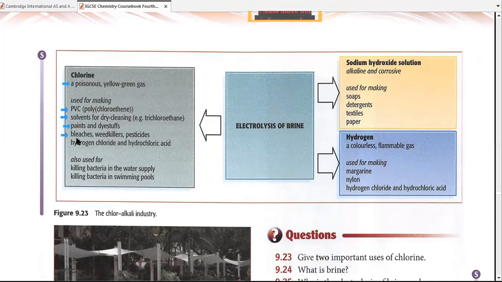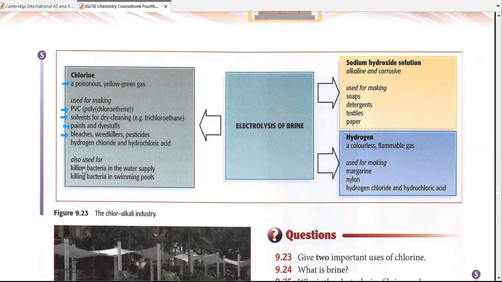Weed killers means weeds are the plants that we do not need with our crops. So something that kills weed is known as weed killer. Pesticides are the insects that eat up crops or are usually dangerous and harmful. So the chemicals that kill pests are known as pesticides. And harmful insects are commonly known as pests.